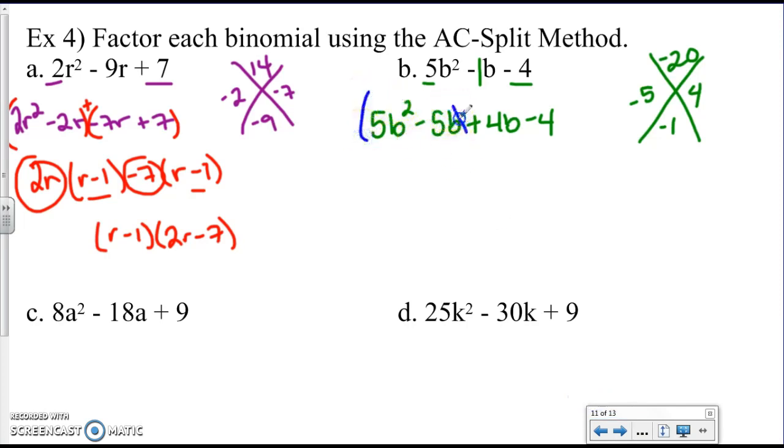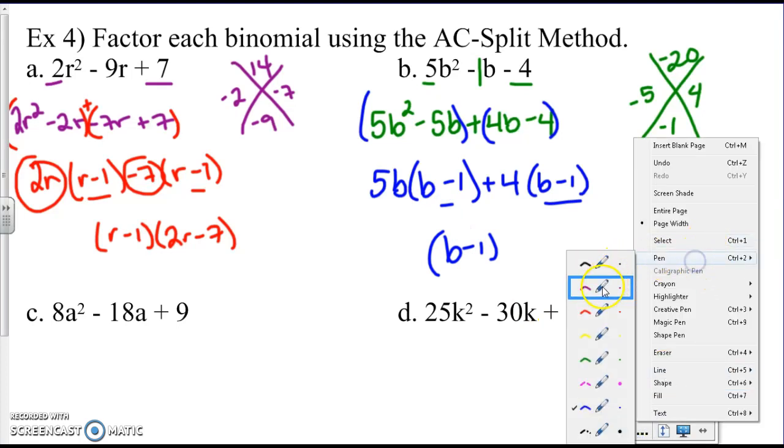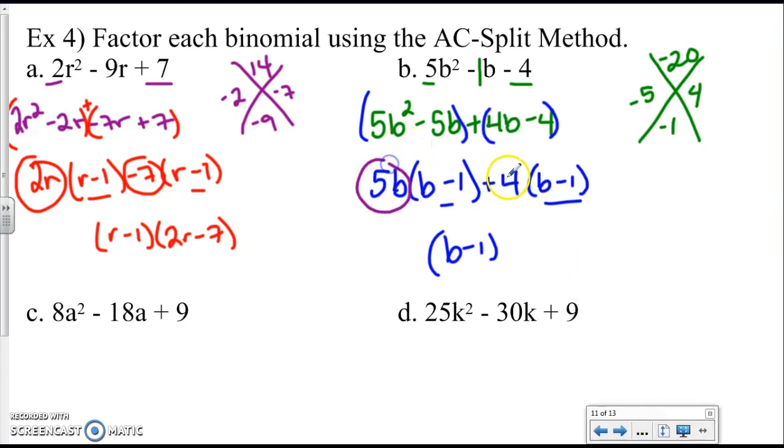I'm going to go ahead and make two groups from there. I can divide both of those in the first group by 5b. So if I do that, I am left with 1b minus 1. Second group, I can divide them both by 4, so I'm left with b minus 1. Make sure those two groups match. And then whatever's in front of those two groups will become your second set of parentheses. So I have a 5b minus 4. Okay, so there's our final answer.